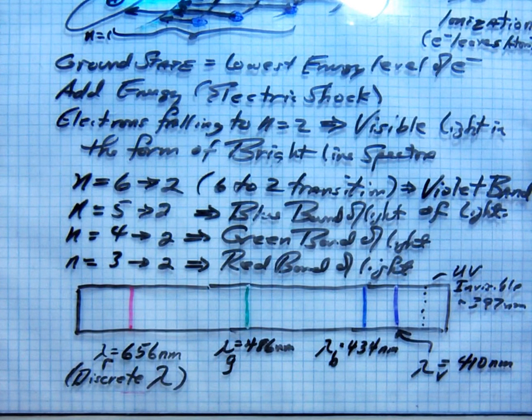It transitions from whatever level it starts in to the 2 level or 1 level or wherever it decides to stop. That's called a quantum leap. It's a very, very discrete amount of energy for each one of these bands.